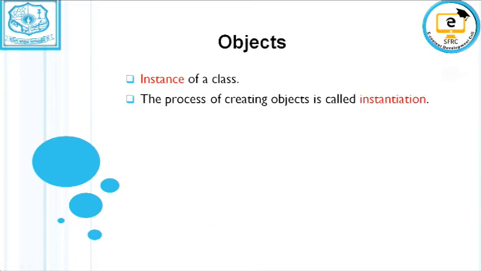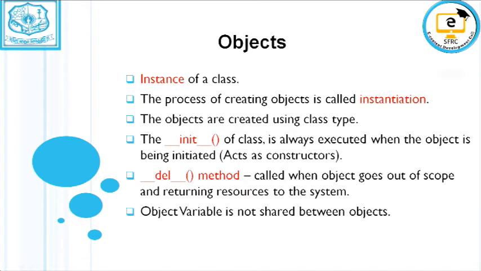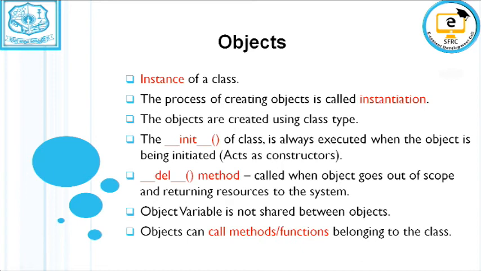The next one is objects. An object is an instance of a class. The instance of the class helps you to create a new object of the data type class. The process of creating objects is called instantiation. The objects are created using the class type, which is a user defined data type.